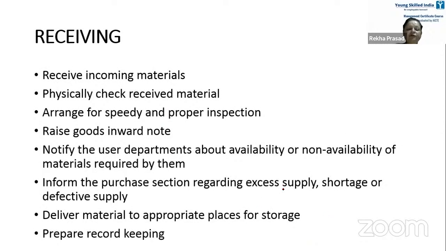Then what all things you have to see when you are receiving the goods? First of all, naturally, you are receiving the incoming materials. Then you have to physically check. Sometimes it is not feasible to check everything universally, so there we go for sampling. But in sampling, we have to be very careful because whatever inferences we are drawing, it is for the whole population. So samples should be a true representative of the population.